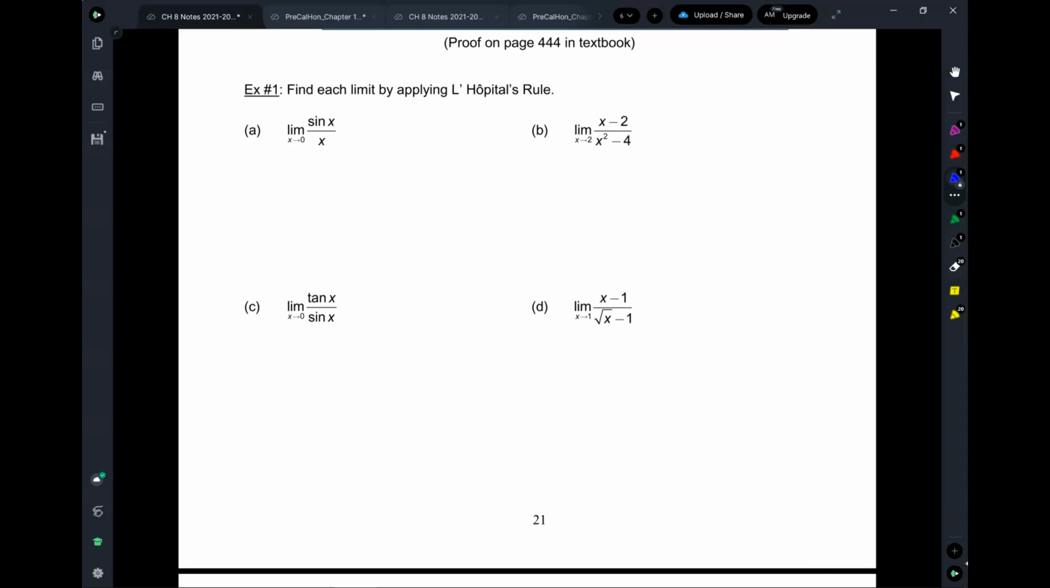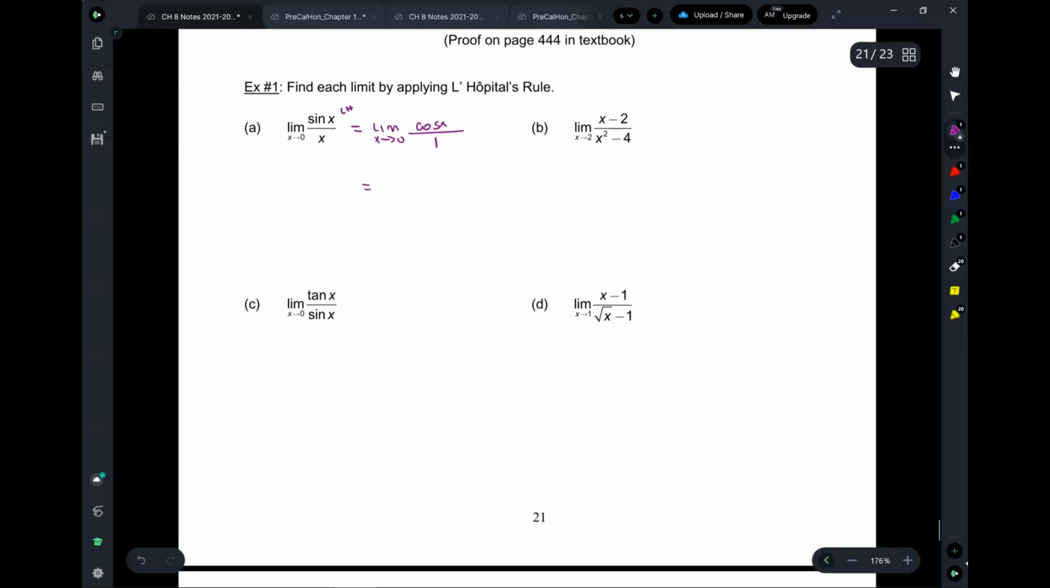Find each limit by applying L'Hopital's rule. First you need to check if you are going to get 0/0. When we plug in 0 here, we do get sine of 0 over 0, which is 0/0. So you have to say that you're using L'Hopital's rule. This is the limit as x approaches 0 of cosine x over 1. Now put in a 0. What do you get? 1/1, which is just 1. Isn't that cool?